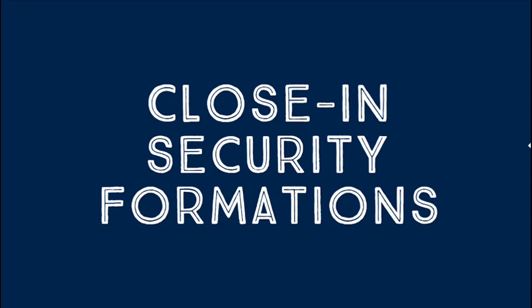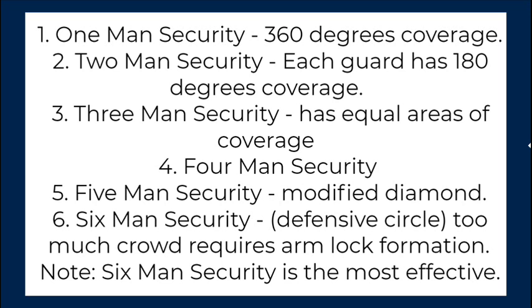Close-in security formations. 1. One-man security, 360 degrees coverage. 2. Two-man security, each guard has 180 degrees coverage. 3. Three-man security, has equal areas of coverage. 4. Four-man security. 5. Five-man security, modified diamond. 6. Six-man security, defensive circle; too much crowd requires arm lock formation. Note: six-man security is the most effective.